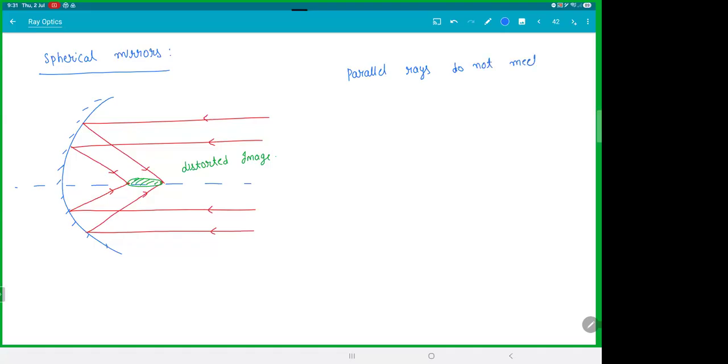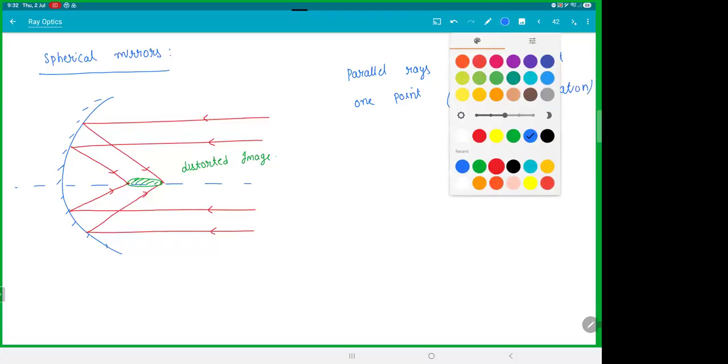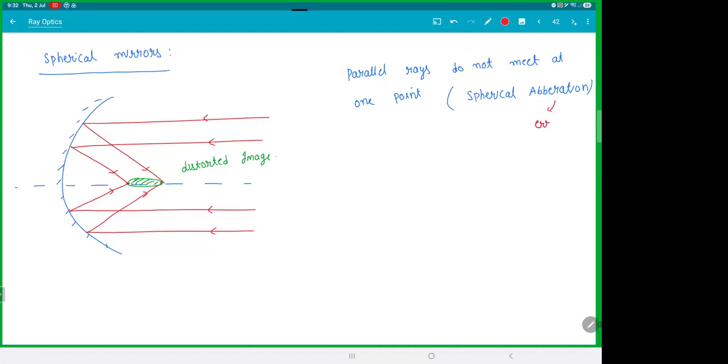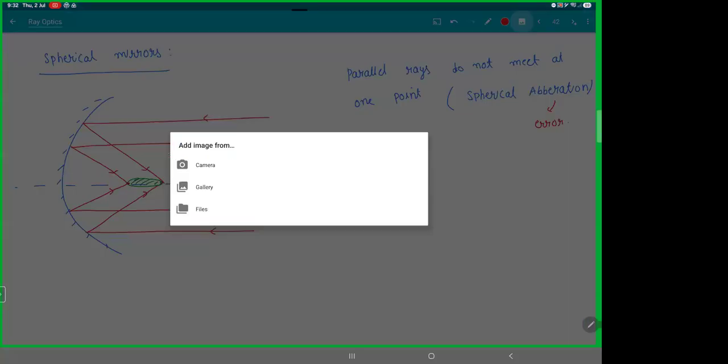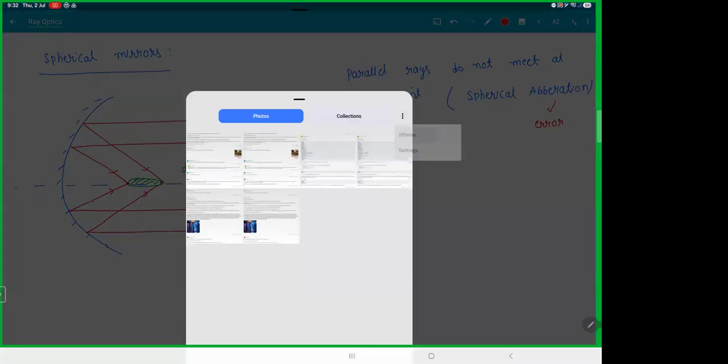The parallel rays do not meet at one point. This is called spherical aberration. Aberration means error. Spherical, it is an error because of being spherical. So, not exactly like this, but the pictures would look something of this sort.